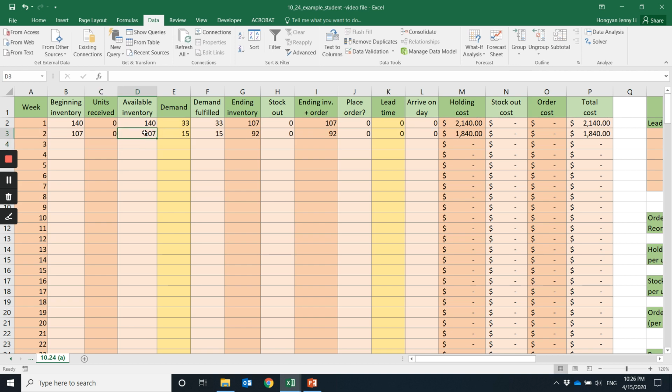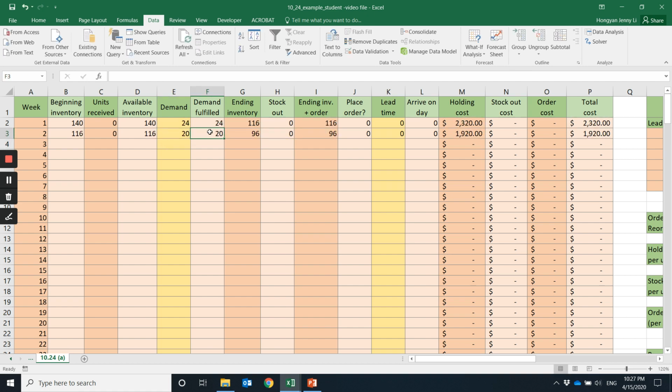And then available inventory in this week will be the inventory at the beginning of the week plus the units received. And the demand again is a random value, so we just drag down the formula from week 1, and the demand fulfilled.